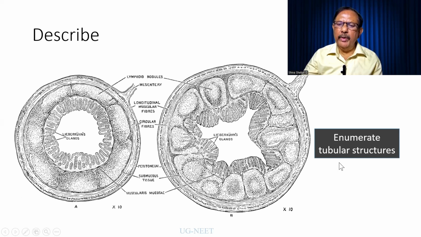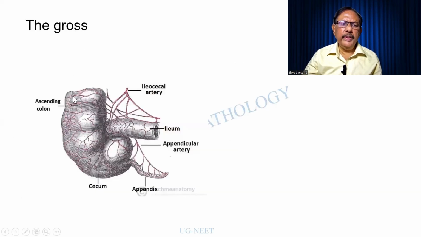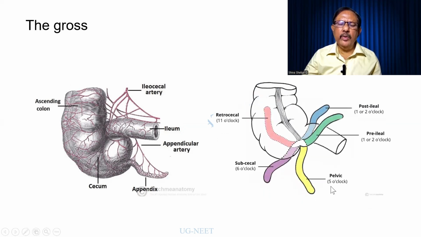So I would like you to enumerate the tubular structures, which can be the fallopian tube, the appendix, small blood vessels. The gross picture: I am finding the ascending colon, the cecum into which the ileum comes, the ileocecal junction. And there is a diverticulum called the appendix, which has a blind end. This will be asked as a question during the viva or the grossing: the positions of the appendix. I would like you to kindly go through them.